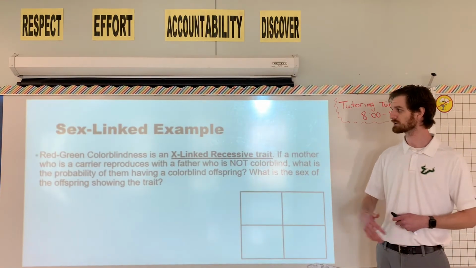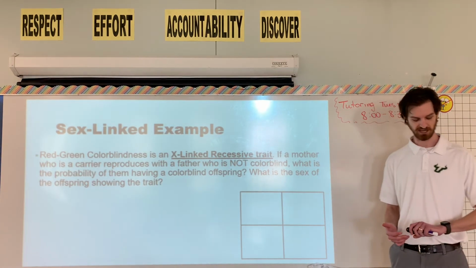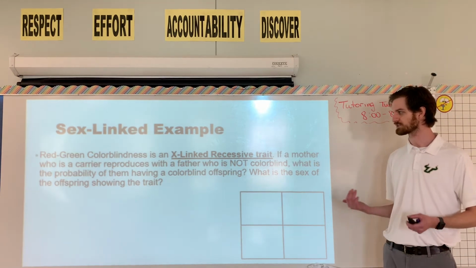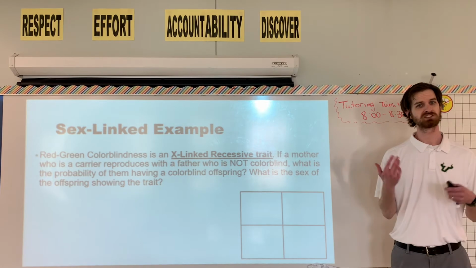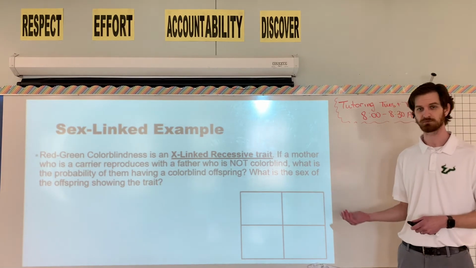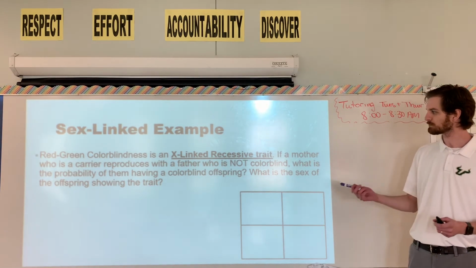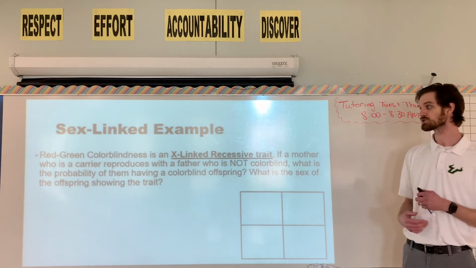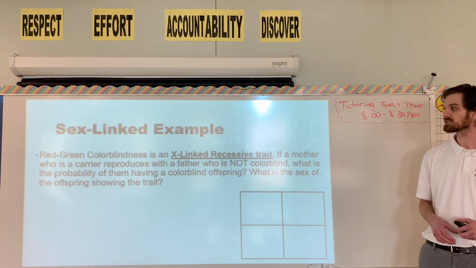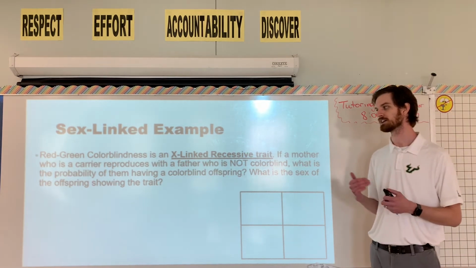Now, why is that important? It's because some traits are actually linked to the X chromosome. These are called X-linked traits. They're typically recessive, and they're usually on the X chromosome because there's so much more DNA on the X chromosome than the Y chromosome. So colorblindness is an X-linked trait. If a mom is a carrier, and reproduces with a father who is not colorblind, what is the probability of them having a colorblind offspring?